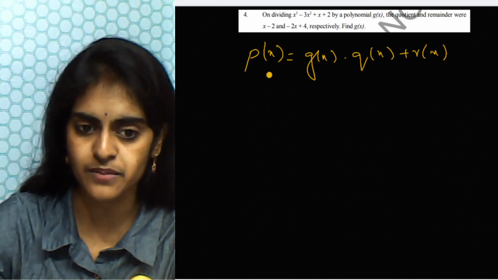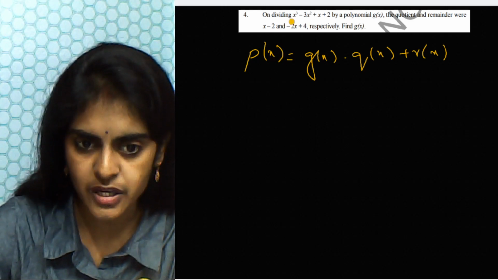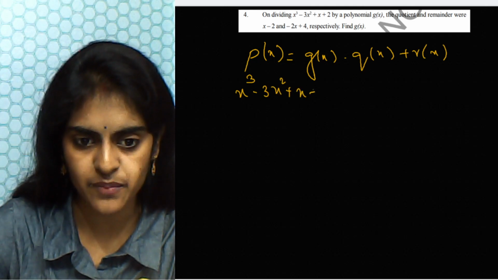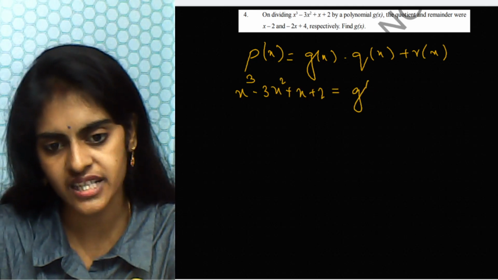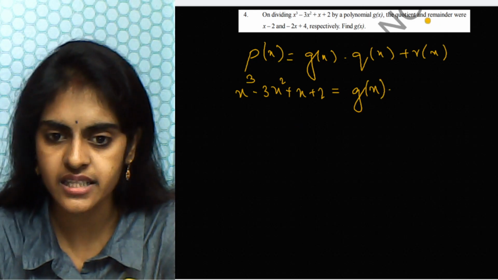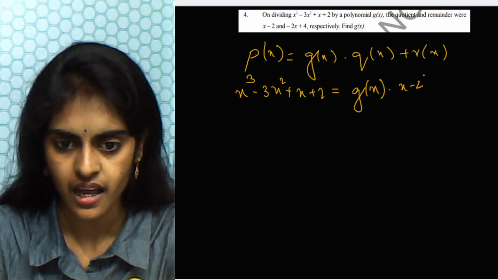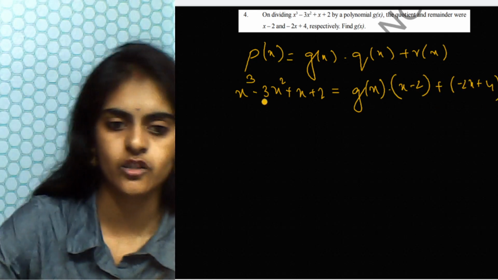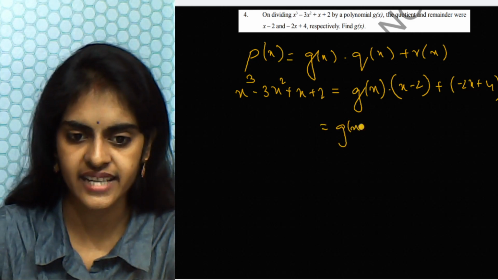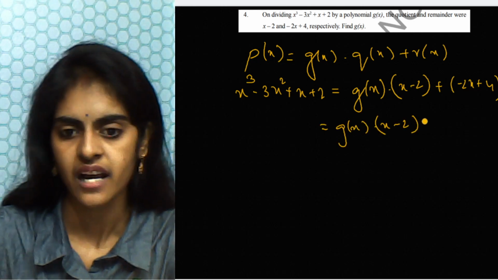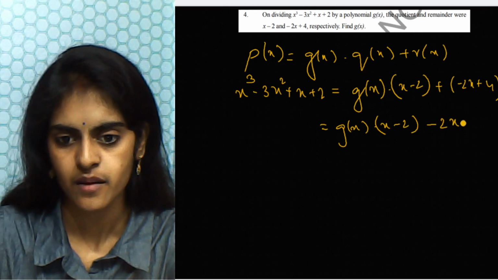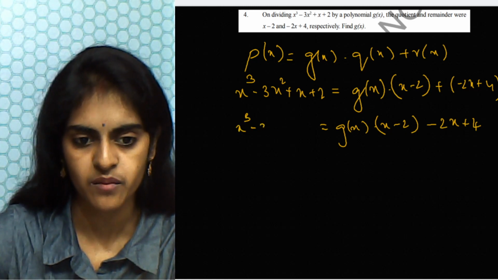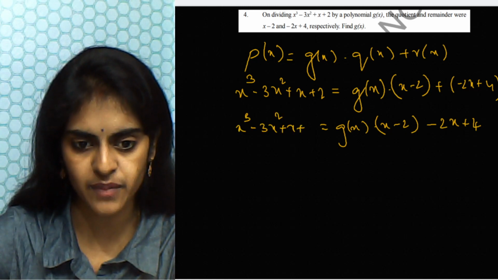So firstly, let us substitute the values here. So this is p of x, isn't it? So x cube minus 3x square plus x plus 2 is p of x. You don't know g of x, write it as it is. q of x is what? Quotient is x minus 2. Plus remainder is minus 2x plus 4, isn't it? So this is nothing but g of x into x minus 2, minus 2x plus 4. I'm just removing the brackets. So this is x cube minus 3x square plus x plus 2.